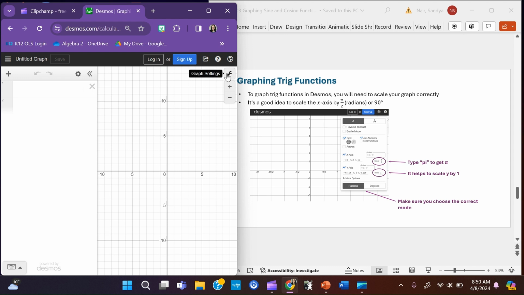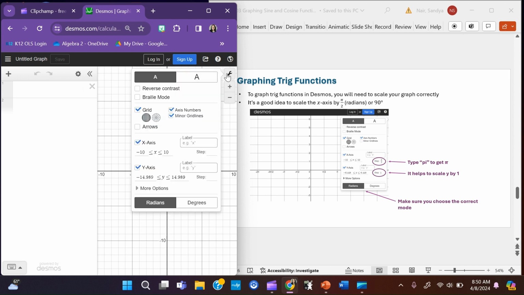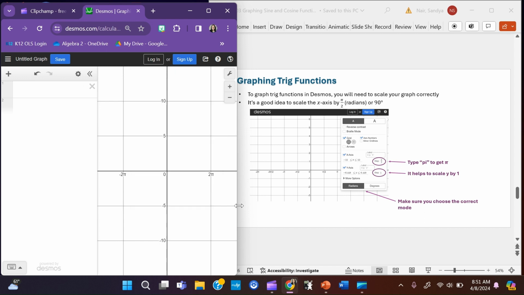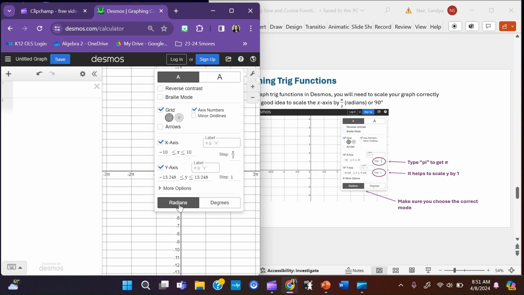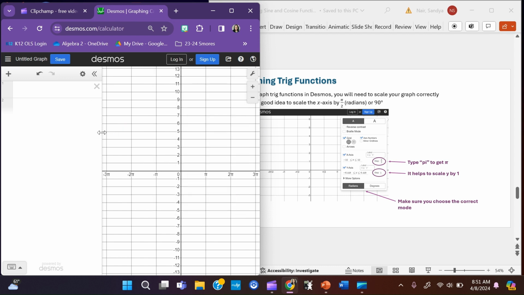So what you'll do is you'll go over here to this wrench in graph settings, and then you go down here. I like to turn the minor grid lines off, but that's just a matter of personal preference. And then here in step, if you start typing pi, it'll automatically turn into the pi symbol. Okay, so you just type pi and the pi sign shows up. And then we do pi over 2. And then the y-axis, I like to rescale it so that it's 1. You don't have to do that, but I just like to do it. Also, you want to make sure that down here, this is in radians because usually we graph these in radians.